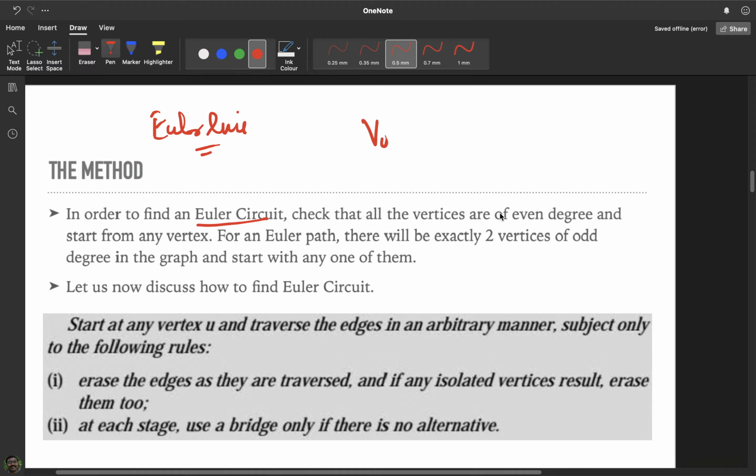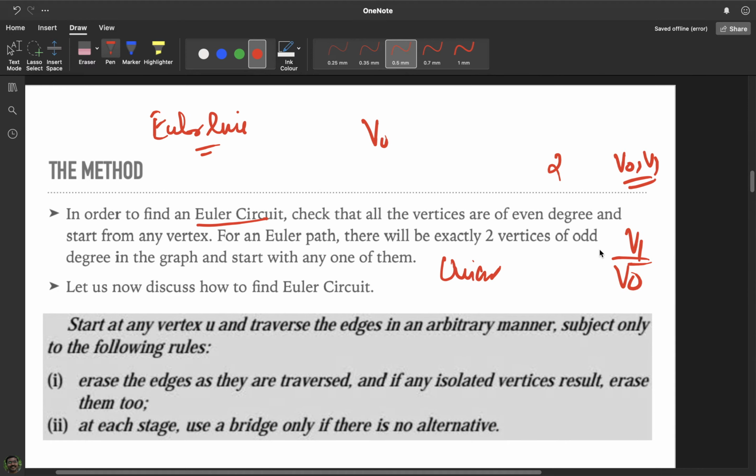But in the case of an Euler path or a unicursal line, you know that there are exactly two vertices of odd degree, so you have to start at a vertex which is of odd degree. There are two choices for you. Suppose V0 and V1 are of odd degree, you can choose either one. But you have to start at an odd vertex only in the case of a unicursal line or an Euler path. Suppose I start at V1, I will get an Euler path. Suppose I start at V0, I will get a different Euler path. It doesn't matter. There can be many Euler circuits and many Euler paths in the same graph. So your Euler path and circuit depend upon your starting point.